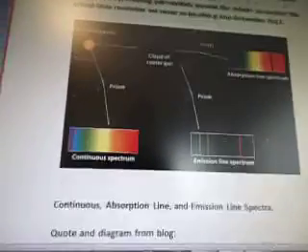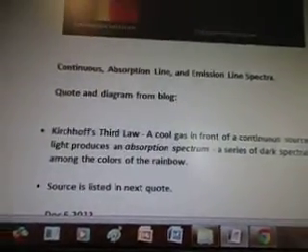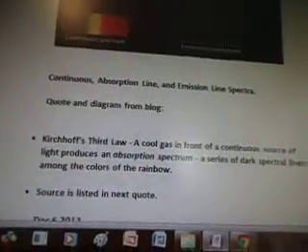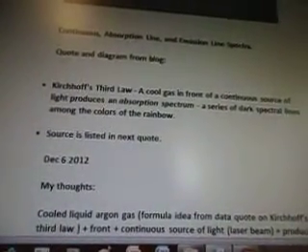December 2012. So here's another graph here. Continuous absorption line and emission line spectra. Quote and diagram from blog. Kirchhoff's third law. A cool gas in front of a continuous source of light produces an absorption spectrum, a series of dark spectral lines among the colors of the rainbow. Sources listed in next quote.